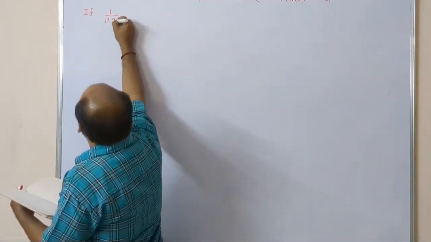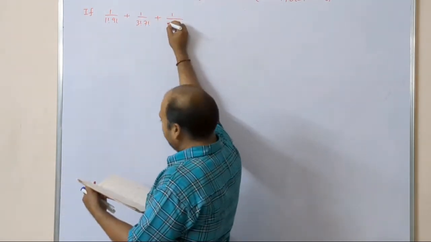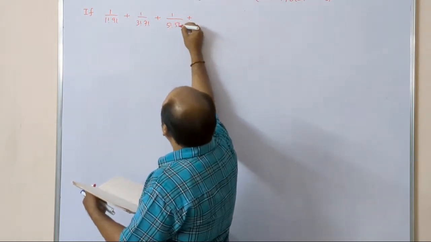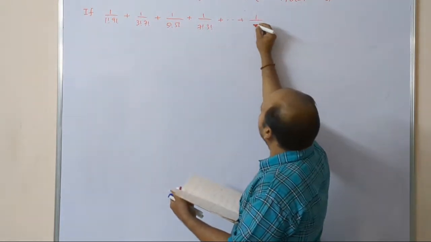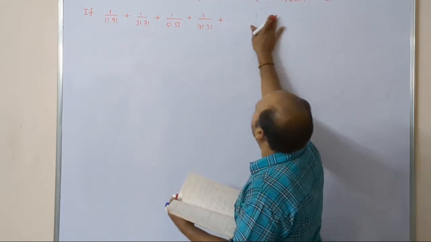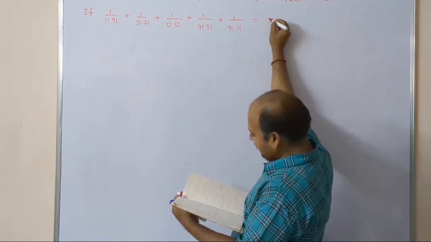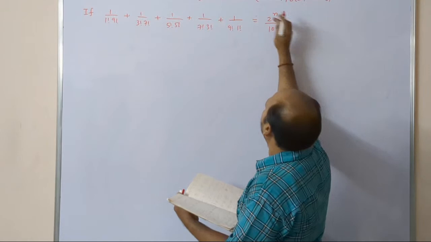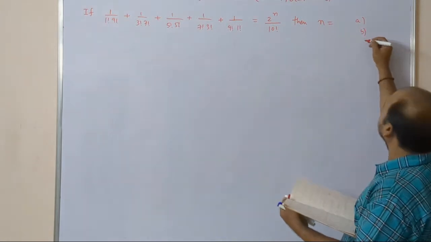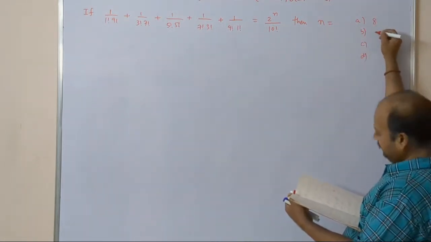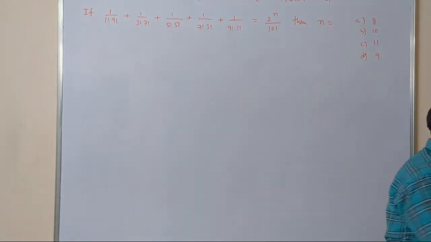If 1 by 1 factorial into 9 factorial, plus 1 by 3 factorial into 7 factorial, plus 1 by 5 factorial into 5 factorial, plus 1 by 7 factorial into 3 factorial, plus and so on, 1 by 9 factorial into 1 factorial is equal to 2 power n by 10 factorial, then the value of n equals. Options: 8, 10, 11, 9.